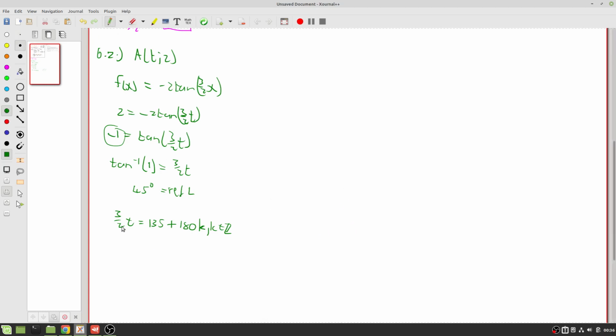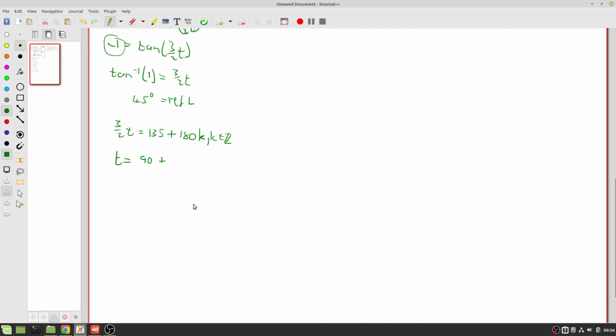All right, but we want t, not 3 over 2t. So what do we do? We just divide everything by 3 over 2, which will give us t equals 135 divided by 3 over 2. So 135 times 2 is 270, divided by 3 gives us 90. So it's 90 degrees plus, and now 180 divided by 3 over 2. We already did that calculation over here. That's 120. So the new period is now 120 degrees. And remember to put k as an element of the integers. Right, so that's our solution for t, our general solution.